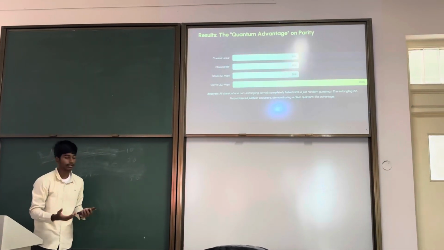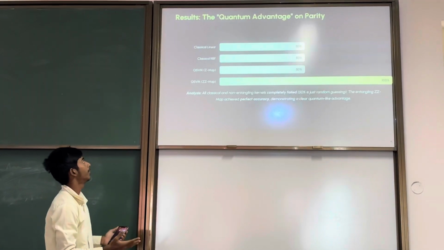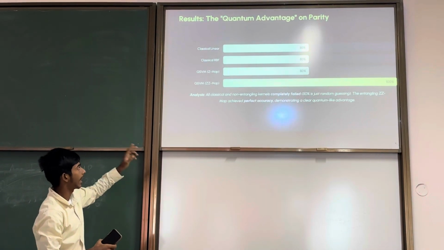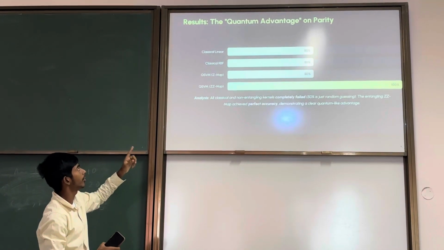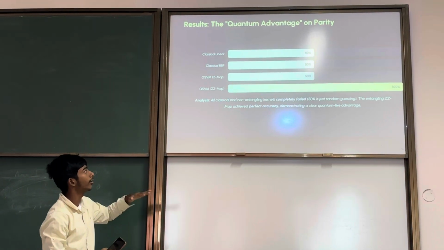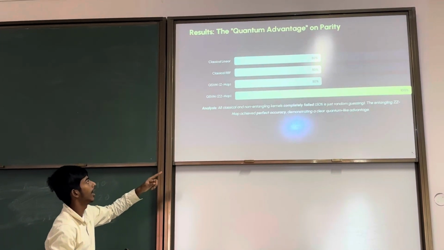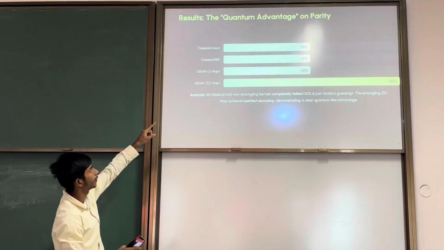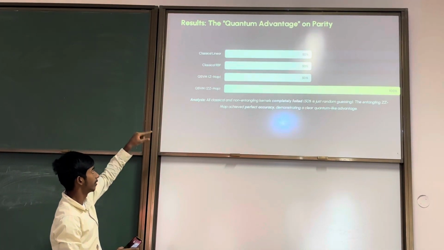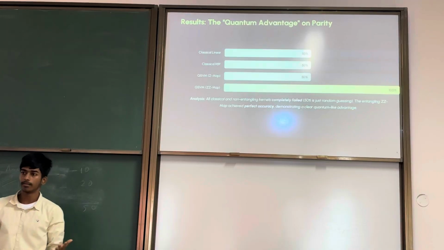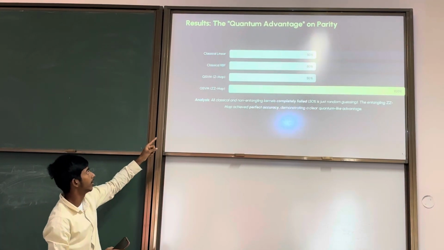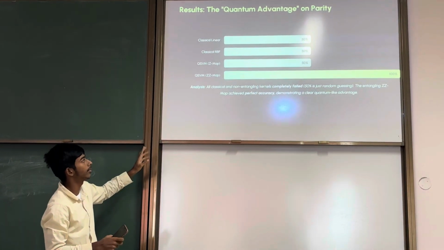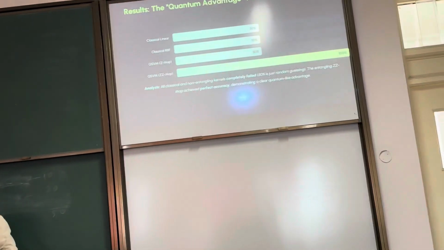Next is the results, the quantum advantage on parity. So we got 4 test cases. We got the classical linear, classical RBF, and a non-entangling kernel, which is the Z map. And all of these have completely failed. Note, I'm saying completely failed, even though there's 50% accuracy on the board, but these are just random guessing. Next we have the entangling ZZ map, which has achieved perfect accuracy. This has demonstrated a clear quantum effect.